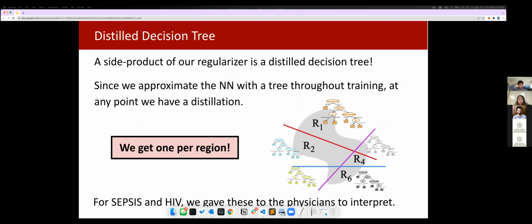Okay, and then I think a cool side product of this work is that you did all this hard work to distill your neural network throughout the entire way of training. But of course, you get a distilled decision tree at the end of the day. And so we are still, of course, approximating the neural network with a tree. So for regional tree regularization, we actually have a tree for every region we're in. And so for our data sets, we can ask clinicians to look at these trees and see if they make any sense.